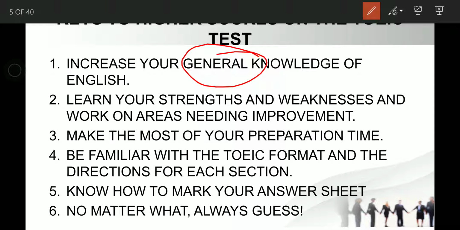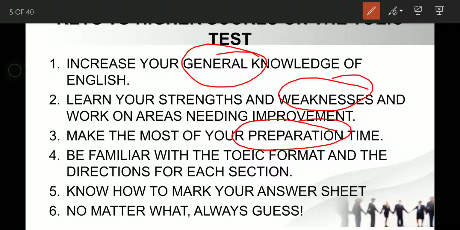The next one is learn your strengths and weaknesses. When we know our weaknesses, we can improve them so that they become no more weaknesses. The third is make the most of your preparation time, as we know that practice makes perfect. So preparation is also important in this test.